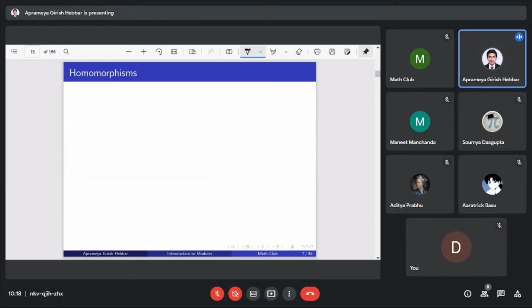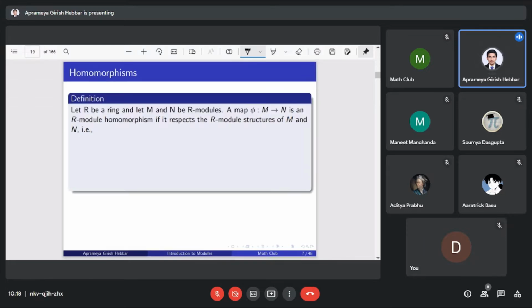Okay. So now we consider maps between two modules, and we want both the modules to have the same underlying ring. So let R be a ring, and let M and N be R modules. A map phi from M to N is an R module homomorphism if it respects the R module structures of M and N. What does this mean? R module structure would mean we have two operations, addition and multiplication.